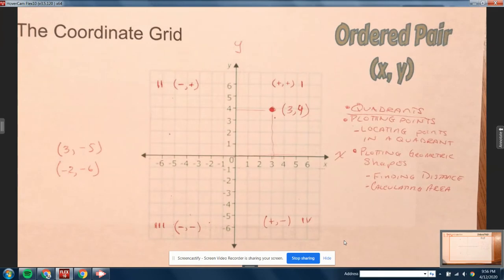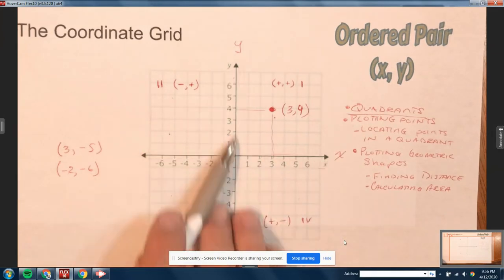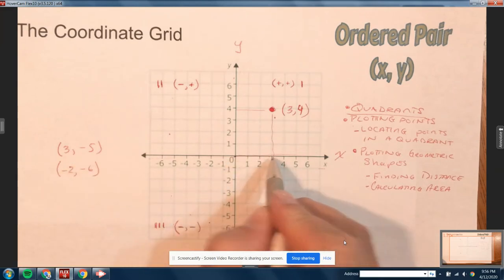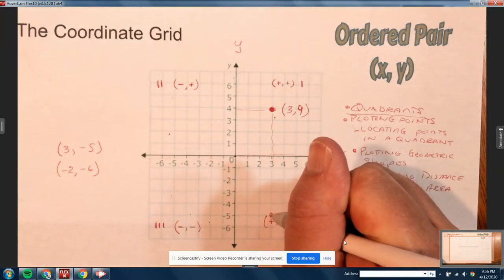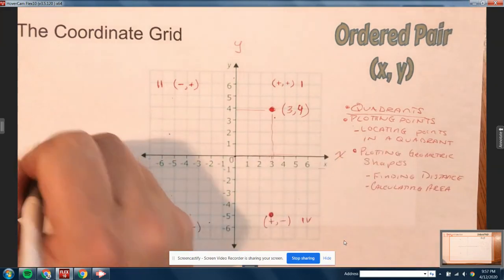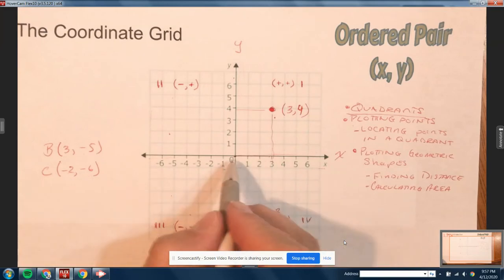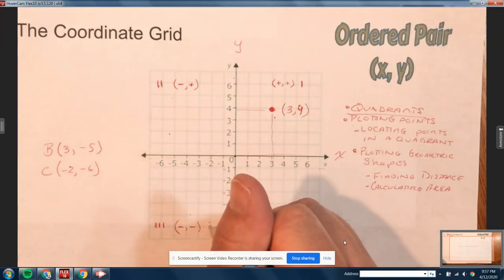Otherwise, we plot the points the exact same way as we were working over here in only quadrant 1. Again, the first value is the x value, the second value is your y value. So if I want to plot 3, -5, I go 3 along the x-axis, and I drop down 5 units in the negative y direction. And we'll call this point B. And then this point can be C, -2 in the x direction, -6 in the y direction.